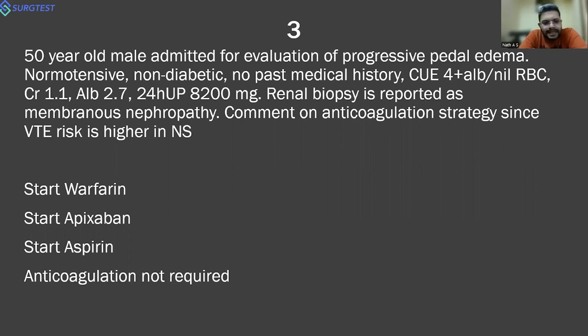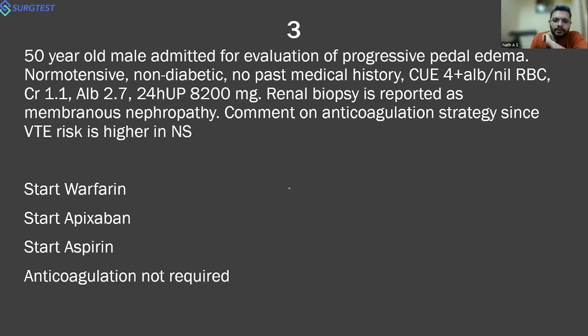So, two of you have typed D, that anticoagulation is not indicated. Less than 2.5 is indicated. Good, good. The options were start warfarin, start apixaban, start aspirin, anticoagulation not required. We'll have to go to the next slide before answering this one. But the answer is absolutely correct. So less than 2.5 is when you actually have to give.